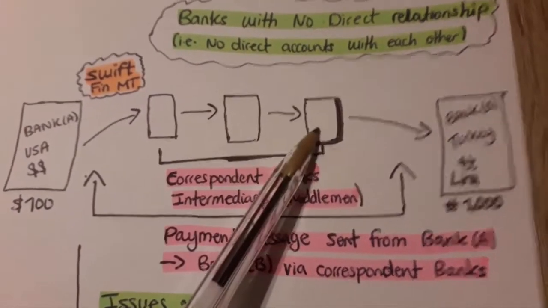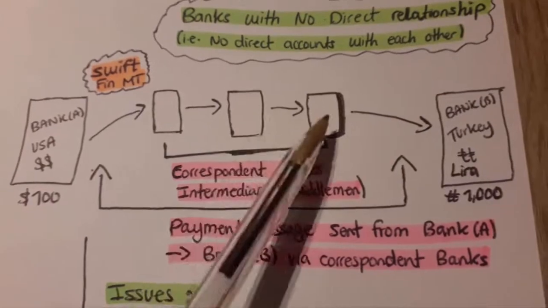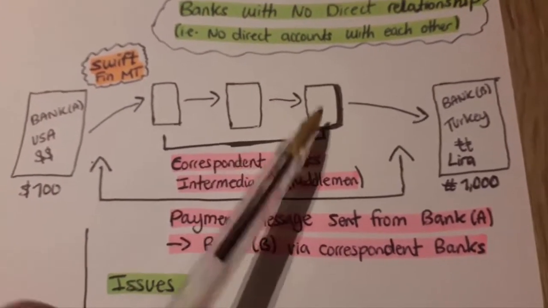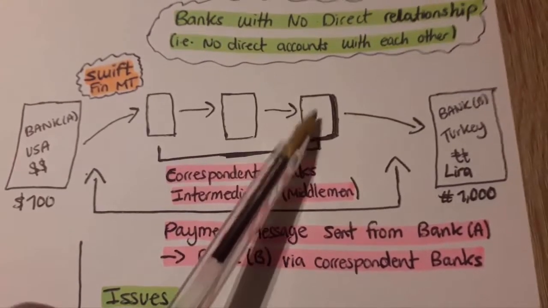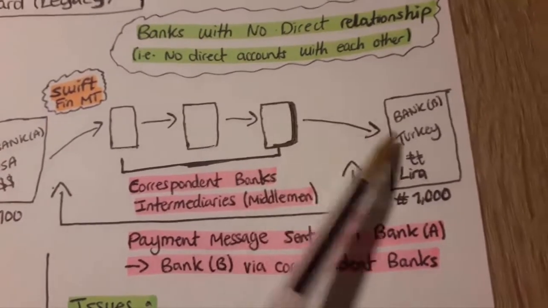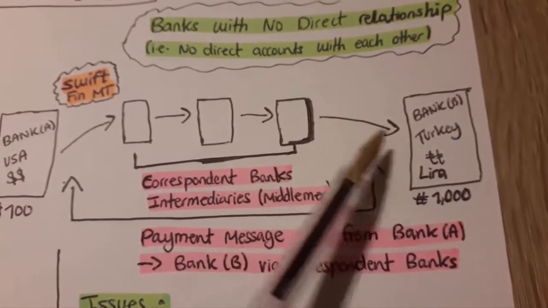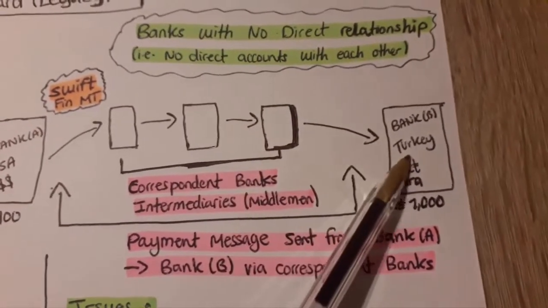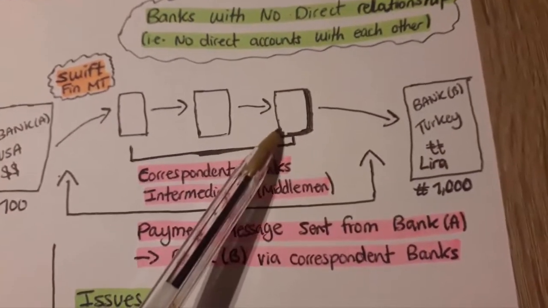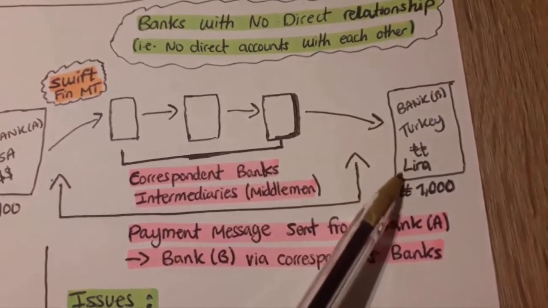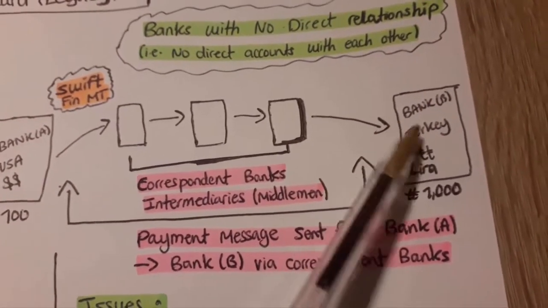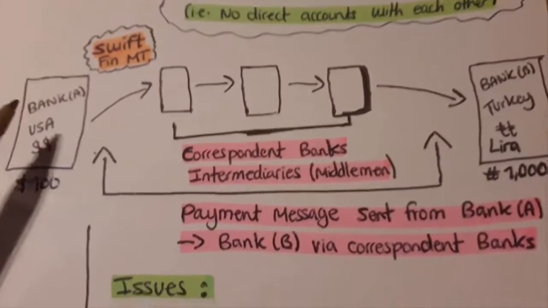And then these correspondent banks have to have bank accounts with each other. So when the message is sent across, the balance is already there, and they can just debit and credit the account from each bank. And then these two banks have accounts with each other already pre-funded. So this bank has an account with this bank that's already in Turkish lira. So when the final message gets across, the customer receives his 1,000 lira, and the message just does the balancing. And that's what happens along the way.